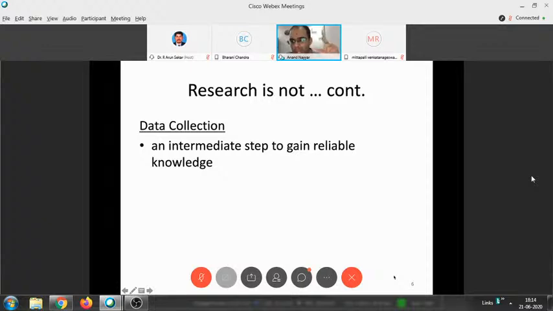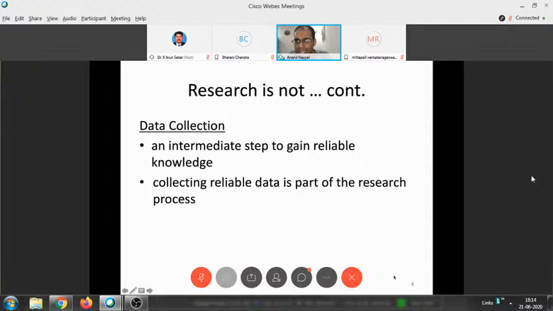So don't consider this your objective. 90% of the papers come to me saying, okay, we will collect the data in the thesis. Okay, sir, we will observe the existing protocols. Oh my God, these things are a bit obvious. You have to collect the data. You have to do the literature review. Otherwise, how will you find the problem? So don't consider reading the existing literature as your objective. That is not your objective. That is the basic thing to start your research. So collecting reliable data is a part of your research process, but it is a part. It's not an objective.